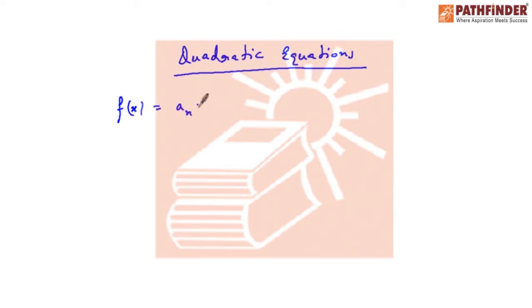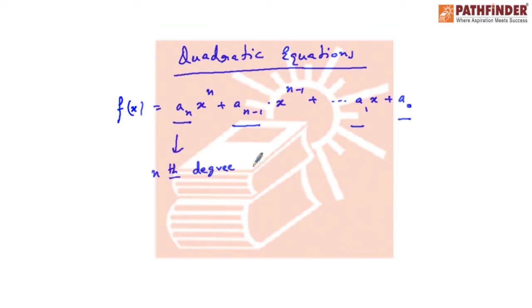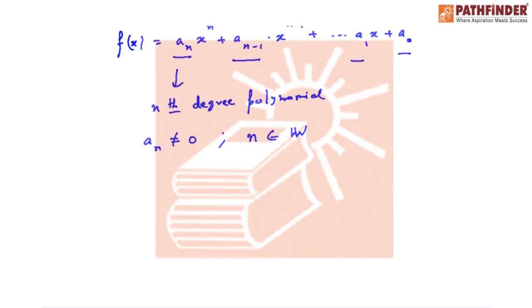f(x) is equal to a_n x^n plus a_(n-1) x^(n-1) plus ... up to a_1 x plus a_0, where a_n, a_(n-1), ..., a_1, a_0 are all real numbers. This is called an nth degree polynomial. Here a_n, also known as the leading coefficient, must be not equal to 0, and of course n is some whole number. Now if a_0, a_1, a_2 up to a_(n-1), a_n are complex numbers, then f(x) is called a complex coefficient polynomial. Now what is a quadratic polynomial?